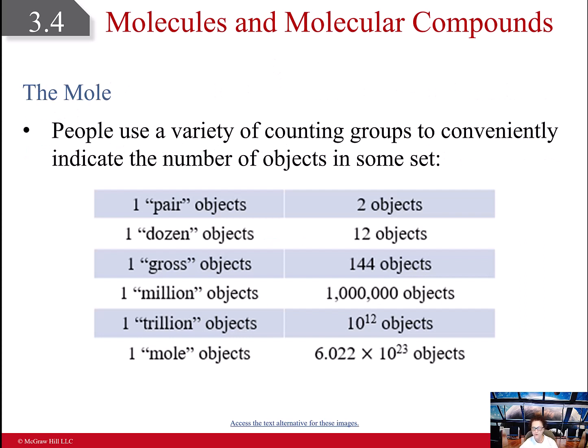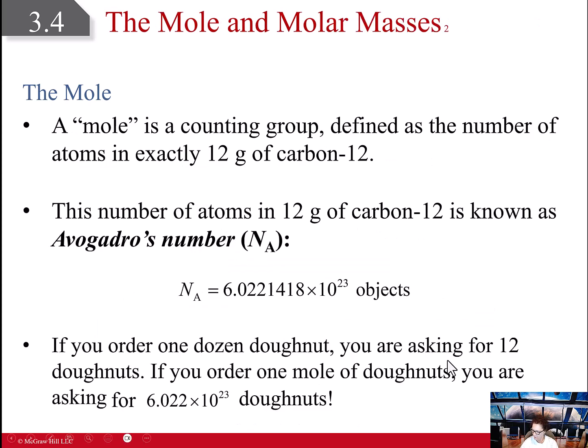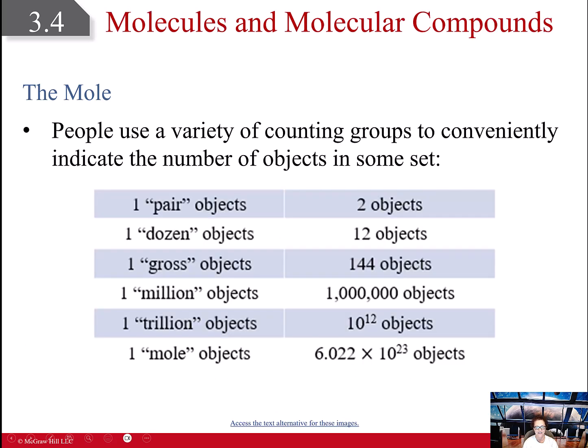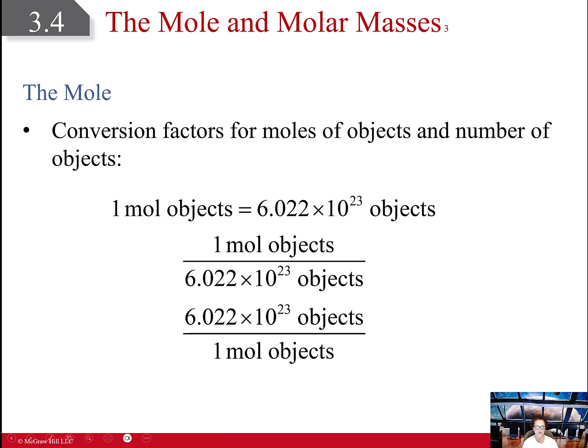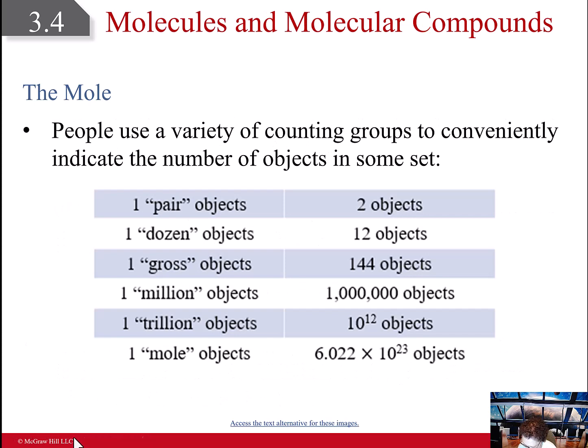So people use a lot of things to count, depending on what country you're in, but a pair of something means 2, a dozen means 12, and there are other things that we use in normal conversation. The mole, however, in chemistry is very specific, and it is telling us that if you have a mole of something, then you are going to have exactly 6.022 times 10 to the 23rd.